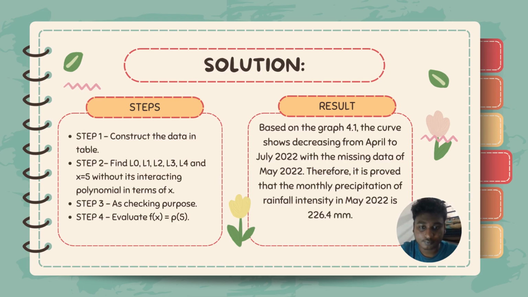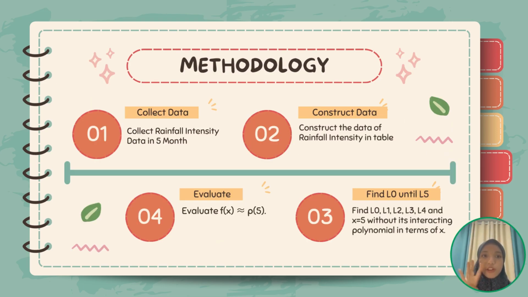So that's it. This is our methodology. We have four steps. First of all, we need to collect data: collect rainfall intensity data for 5 months. Then we construct the data of the rainfall intensity in a table. Next, we need to find the Lagrange L0 until L5 without its interpolating polynomial in terms of x. And lastly, we need to evaluate f(x) equal to P(x).